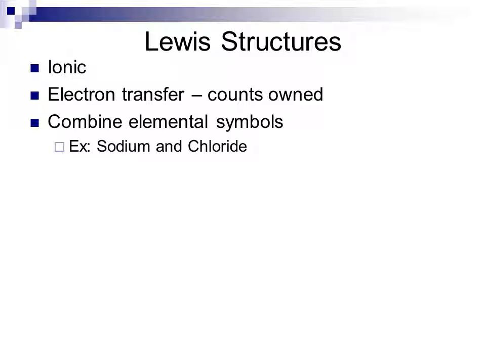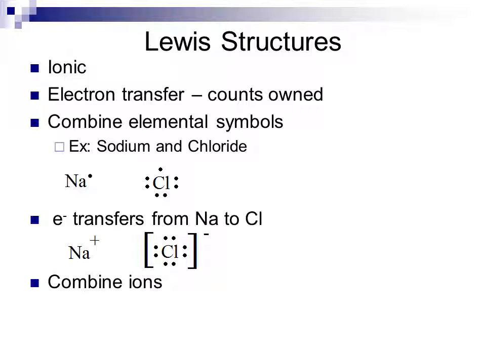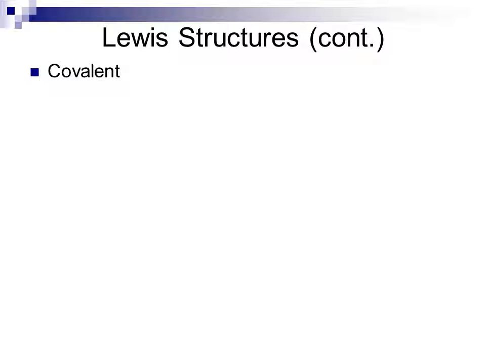So if I look at sodium and chlorine, sodium starts with 1 electron, chlorine starts with 7. When I transfer the electrons and make ions, I transfer from sodium to chlorine. Sodium gains its ionic symbol, and chlorine gains its anionic symbol and becomes chloride. To make the Lewis structure, I just simply put these two together and I have sodium chloride. If I have more than one atom of that particular ion, then I use a subscript to indicate how many there are. Looking then at covalent substances are very different.